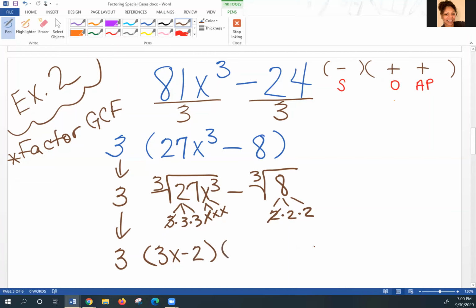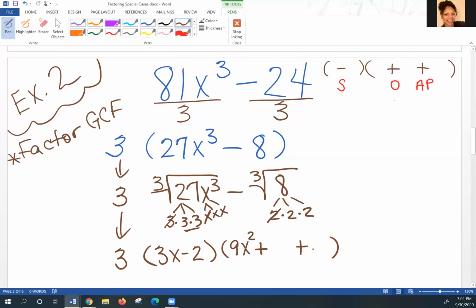Now I go to my trinomial. And so that I don't forget, I'm spelling the word SOAP: same sign, opposite sign, and then always positive. So just go ahead and put your sign so you won't forget. Now what you want to do is go back and account for your other factors that you left. 3 times 3 here is 9, and then x times x, x squared.